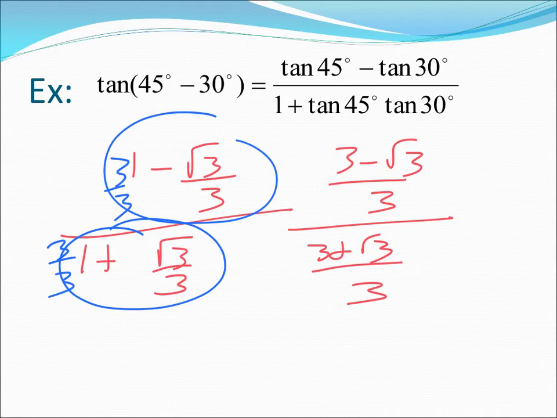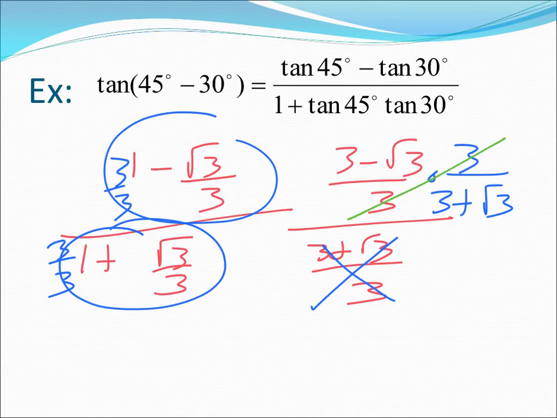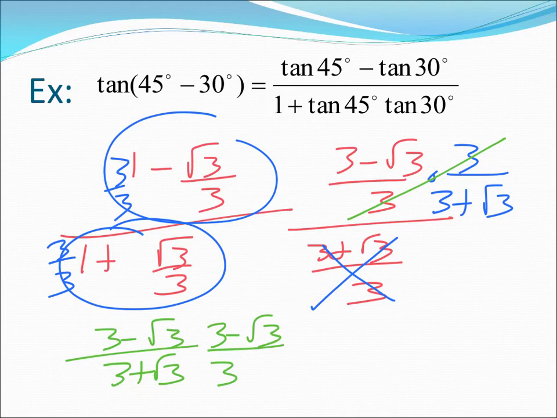Instead of dividing by my fraction, I'm going to multiply by the reciprocal. So we're going to cross this off and multiply by 3 over 3 plus radical 3. My 3's are going to cancel, and I'm now left with 3 minus radical 3 over 3 plus radical 3. To finish solving this, I'm going to multiply by what we call the conjugate, which is 3 minus radical 3 over 3 minus radical 3.